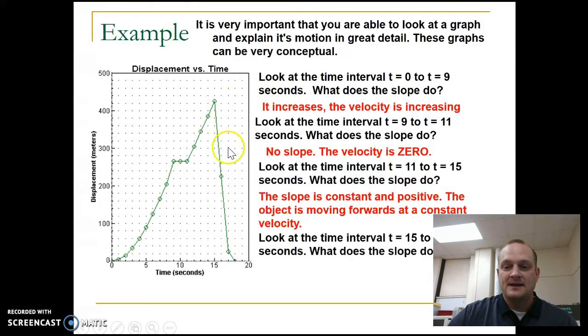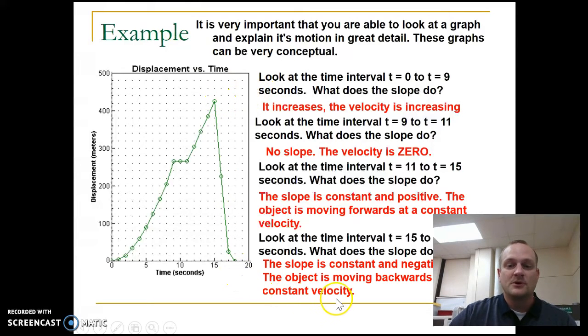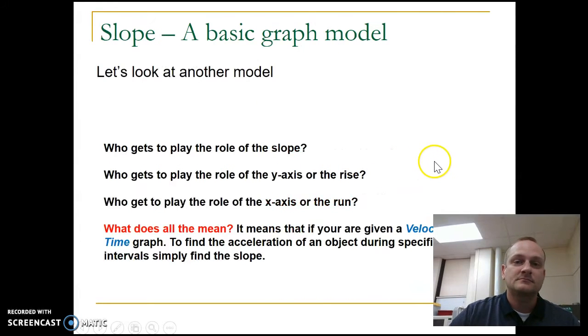Let's look at 15 down to 17. What does the slope do? Well, the slope is constant, and it's negative, right? I'm going from here up to there, and from there down to there. It's constant and it's negative. So the object's moving backwards at a constant velocity. I can get all that information about what's going on in those different time intervals from one graph.